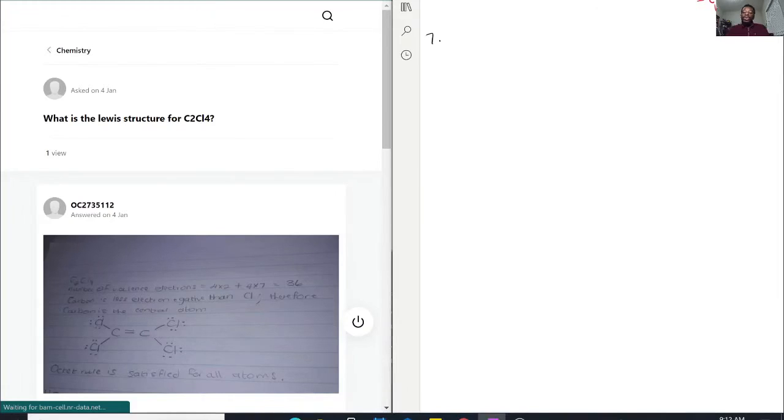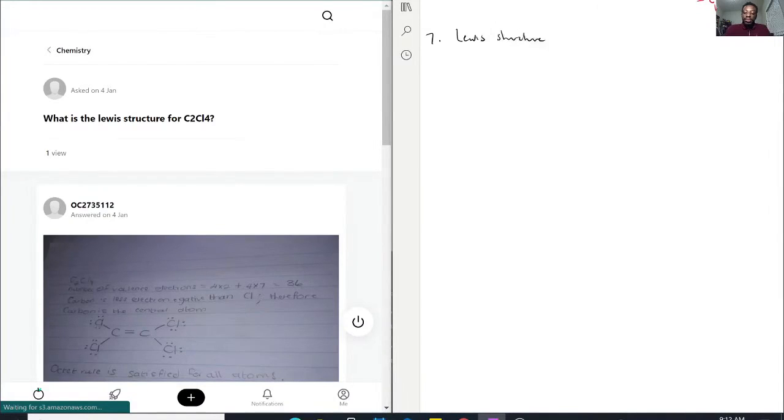We have, what is a Lewis structure for C2Cl4? Okay, so for this, once again, we're going to make sure we go over our periodic table.